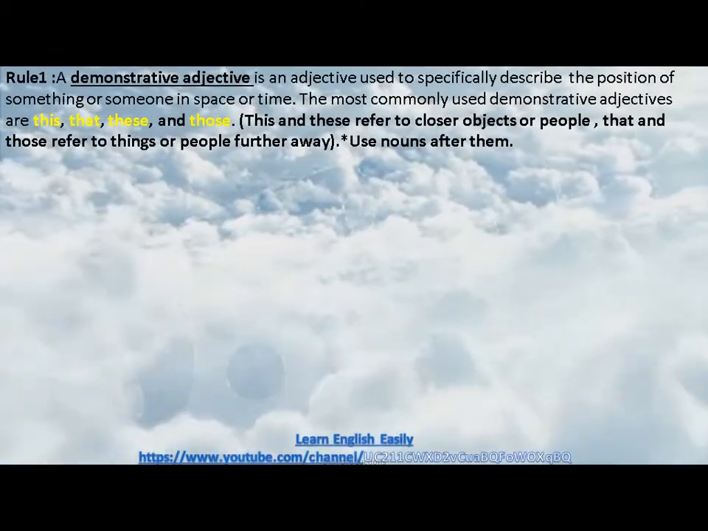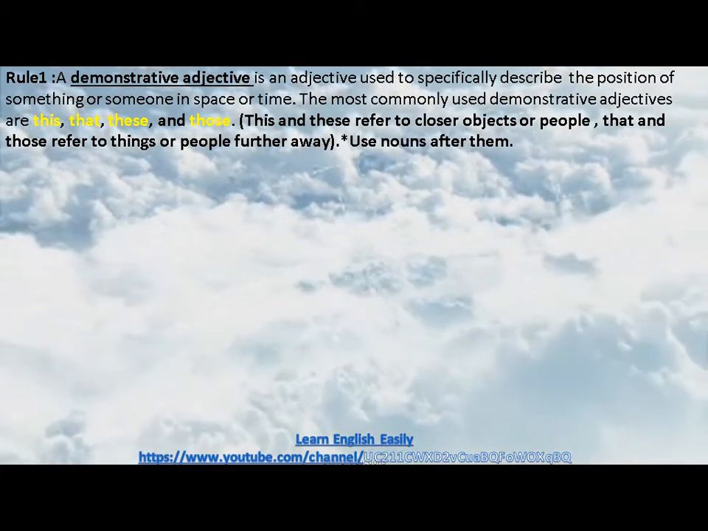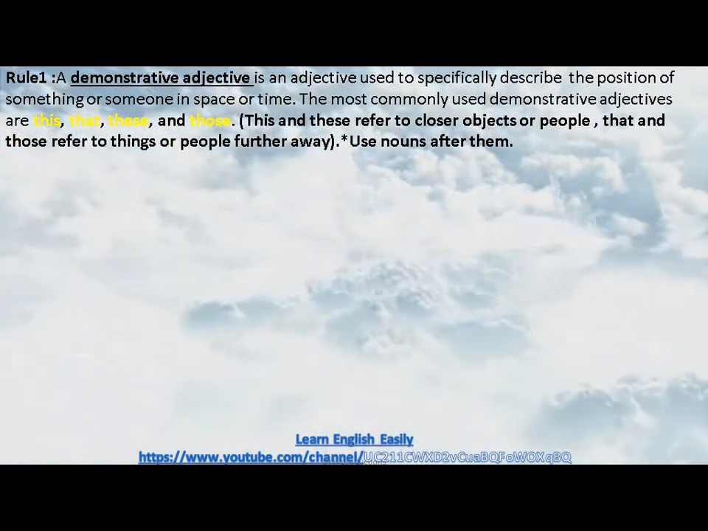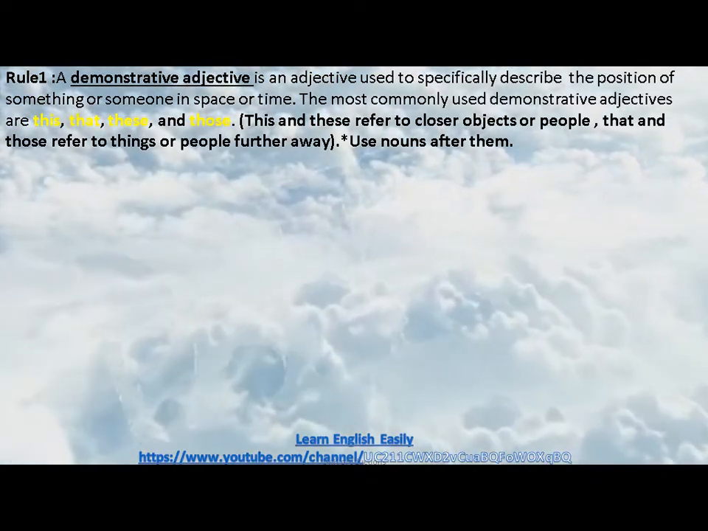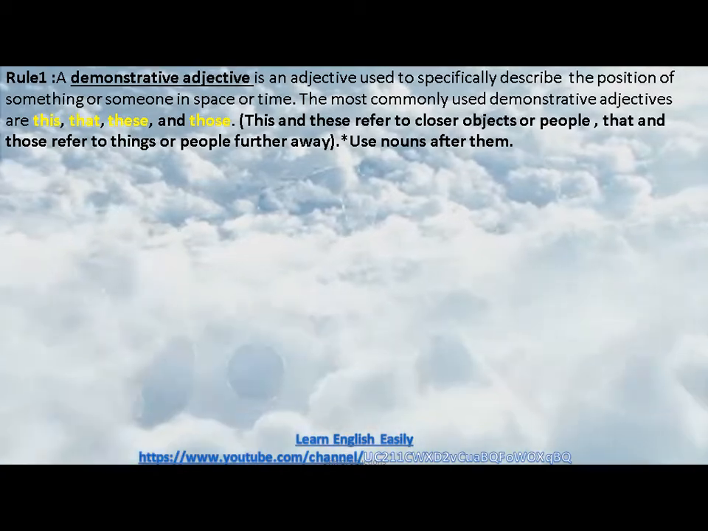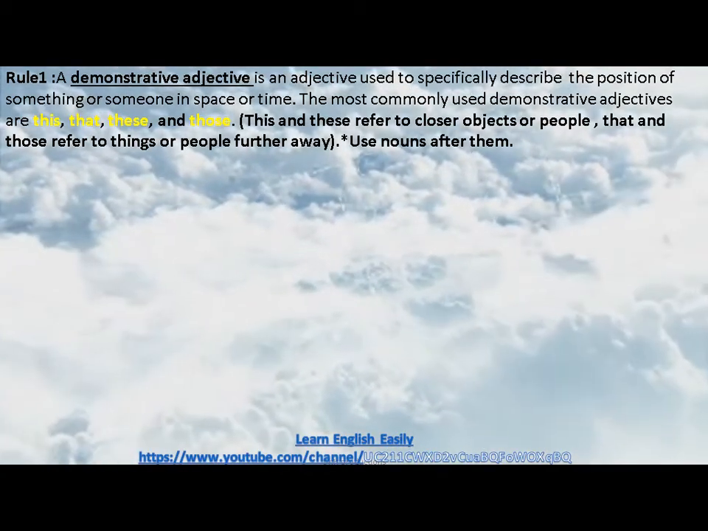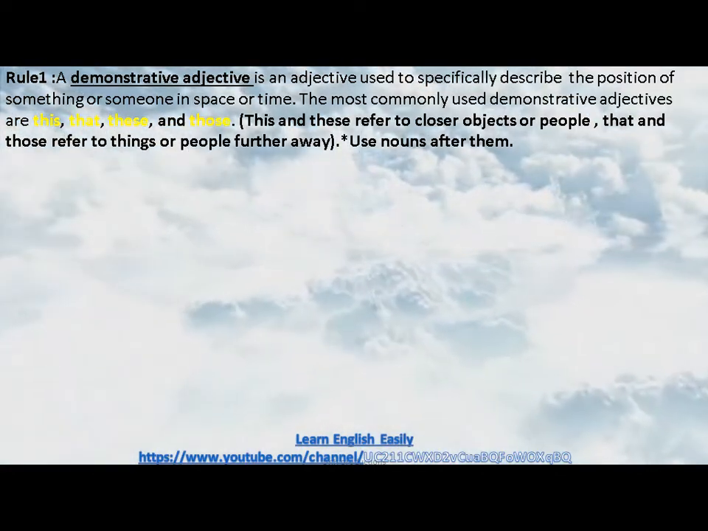Rule 1. A demonstrative adjective is an adjective used to specifically describe the position of something or someone in space or time. The most commonly used demonstrative adjectives are this, that, these, and those. This and these refer to closer objects or people, that and those refer to things or people further away. Use nouns after demonstrative adjectives.